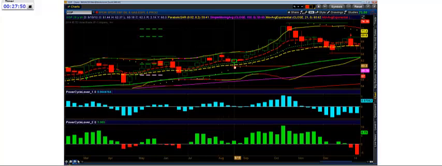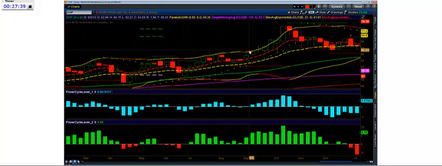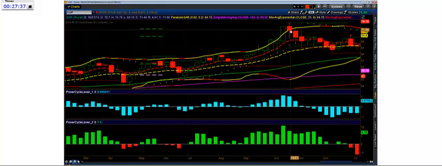Okay, it did retrace, but what did it do? It held the 21 period. Cycle indicators were flat. Momentum was still up on cycle two. Then it shifted back up. We had another small squeeze here, and then it just cycled. It was a fantastic move to the upside.